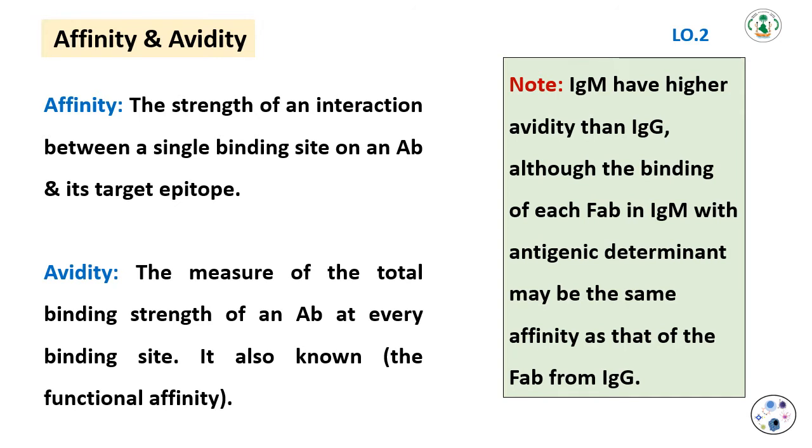Note that IgM has higher avidity than IgG, although the binding of each Fab in IgM with the antigen determinant may have the same affinity as that of the Fab from IgG. We mentioned that because IgM is pentameric, that means it has more binding sites than IgG for the antigen.